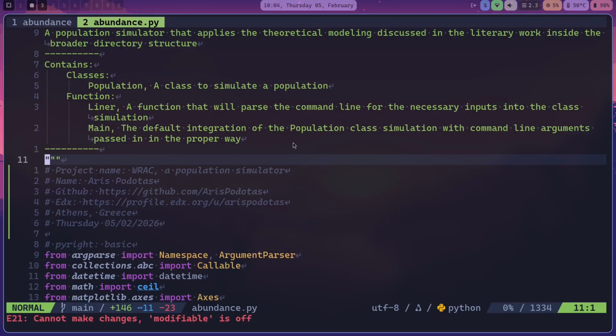Hello, this is my presentation for CS50 for the project WRAC, a population simulator, WRAC meaning weighted relative abundance criterion.